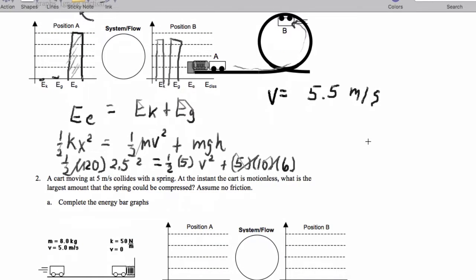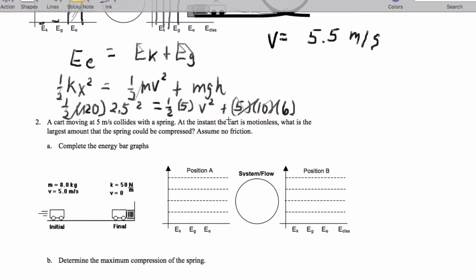Now, when we move on to problem number 2, let's be clear. Notice we have no gravitational energy because the height is 0. We do have kinetic, so it's all kinetic energy. We are moving. And then we hit the spring, and the spring compresses. It's not dissipated, because there's no friction. So there's no dissipated energy. It becomes all elastic energy because the spring's compressed.